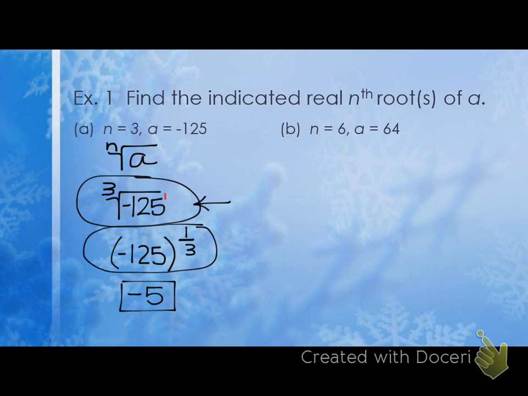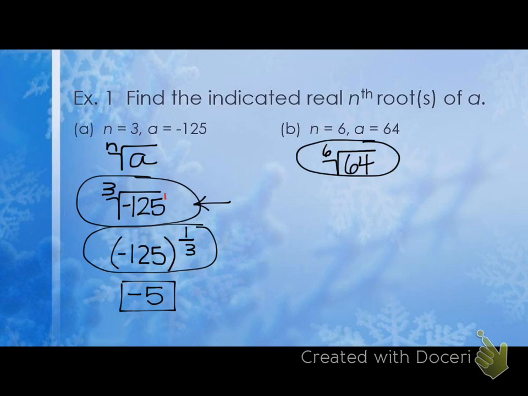All right, so let's look at letter B. Actually, I want you guys to work with your partner and do letter B real quick. Cam, let's put this in radical form first. What is the root that goes on the outside? 6. And what number goes under the radical? 64. All right. So there it is in radical form.